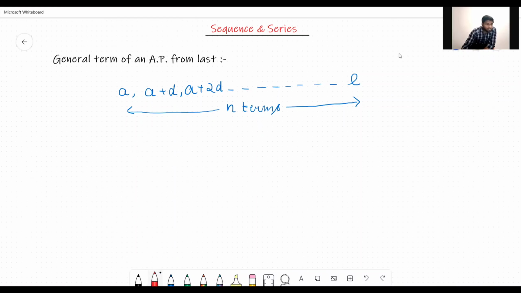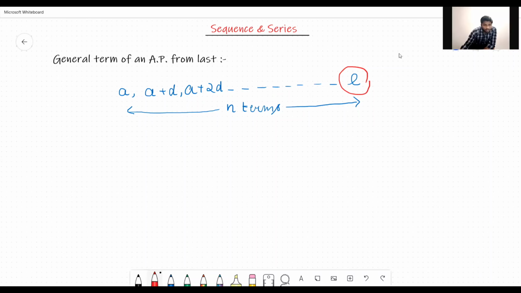We have seen the general form of the AP, that is A, A plus D, where A is the first term and D is the common difference of the AP. What is the general form? A, A plus D, A plus 2D, and we are saying that the last term of this AP is L. Okay, and there are n terms in this AP.